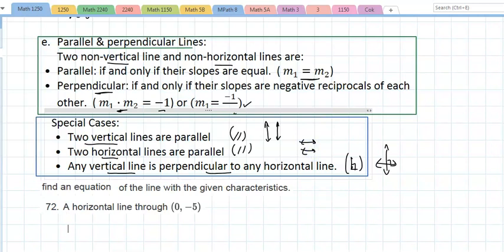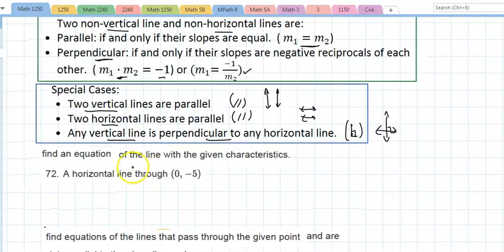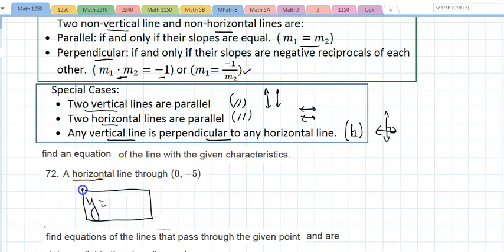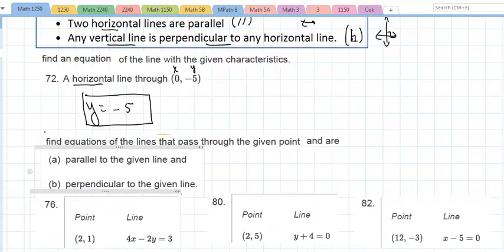So when I look at the next problem, find me an equation of the line with the given characteristics. I want a horizontal line. Find me an equation of a line that is horizontal. Well, isn't a horizontal line y equal a number? And what's so special about this line? Well, which of those is y? There it is. That's all you have to do.